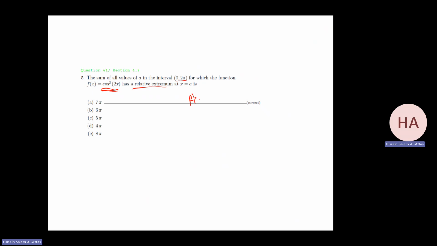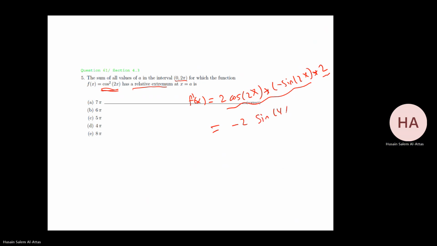So I'll find f prime. That will be 2 cosine 2x times minus sine 2x times 2. So it is what? This is 2. This is the double angle. So you have minus 2 sine 4x.